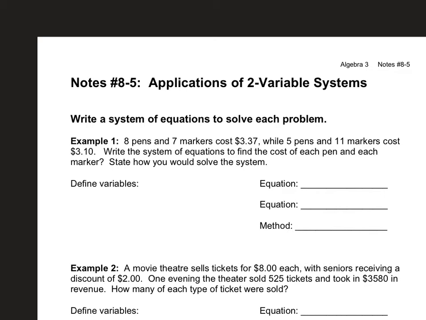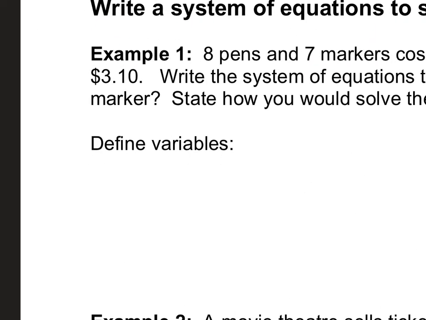I like using X and Y, but a lot of these, like number 1 talks about pens and markers. Feel free to use P and M. Doesn't matter to me. It says 8 pens and 7 markers cost $3.37, while 5 pens and 11 markers cost $3.10. Write the system of equations to find the cost of each pen and marker and state how you would solve the system. So again, I like X's and Y's. If you want to use like P for pen, M for markers, that's fine. I'm going to say that X is the cost of pens. And I'm going to say that Y is the cost of markers.